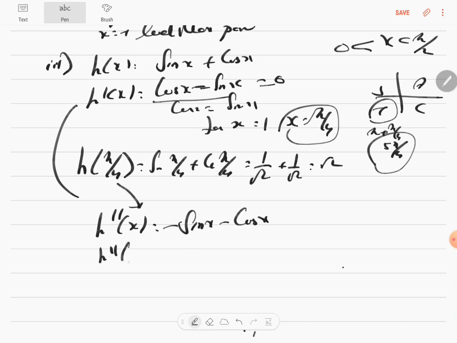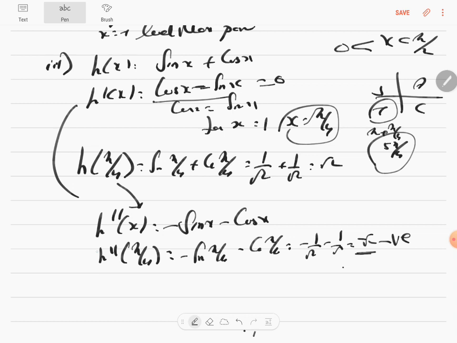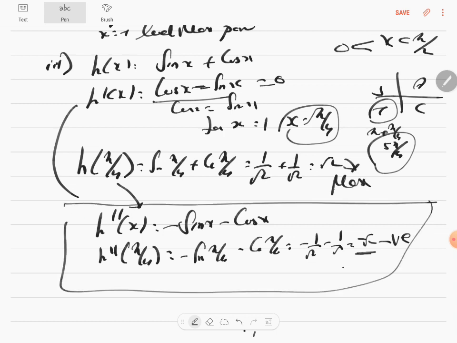So h double dash of pi by 4 is minus sin pi by 4 minus cos pi by 4, which is minus 1 by root 2 minus 1 by root 2, which is minus root 2, and you got a negative answer. You don't have to find the answer. You have to just check if the double differentiation is negative or positive. The negative, obviously what you got is a maximum. This is your maxima. Okay, so this is just a verification part.